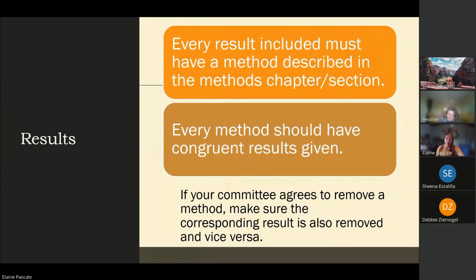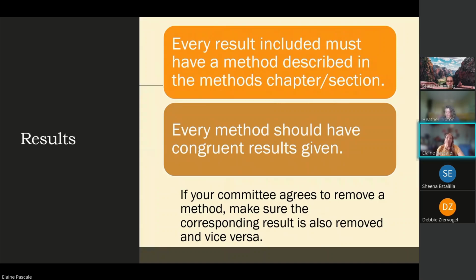Every method that you talked about, so all the data that you mentioned that you're collecting and analyzing, all those steps, all those processes, we're going to have a needs assessment, we're going to have an interview, those all have to have results in the results section, and vice versa. So that's another reason why it's good to consult that methods chapter again, to make sure that you are including everything that you had mentioned in the methods, that you're not skipping over something or forgetting something.